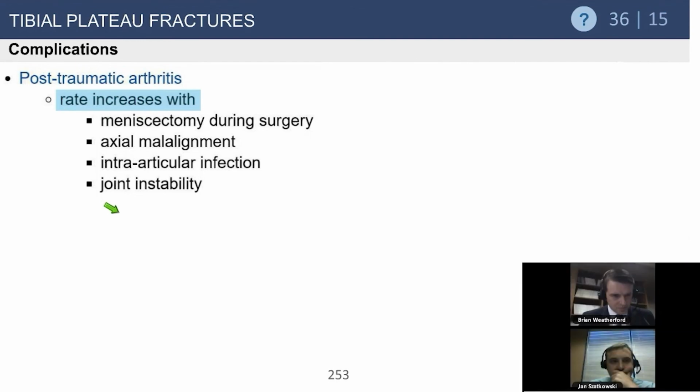Post-traumatic arthritis rate increases with meniscectomy, axial malalignment, intra-articular infection, and joint instability.